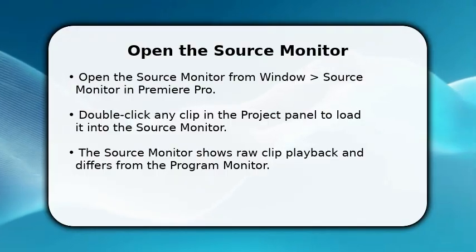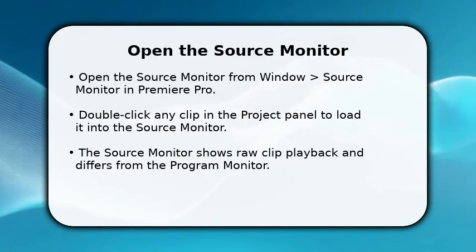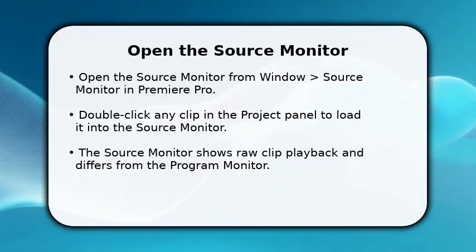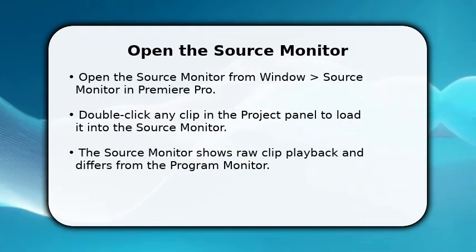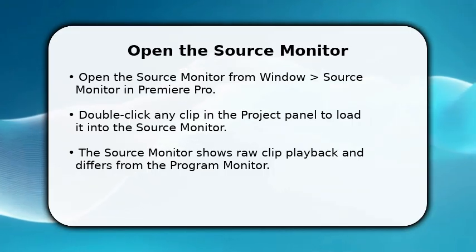Start by opening the Source Monitor from Window > Source Monitor in Premiere Pro. This panel displays raw clip playback before editing decisions. Double-click any clip in the project panel to load it into the Source Monitor quickly. You can also drag a media file from the project panel directly into that monitor.